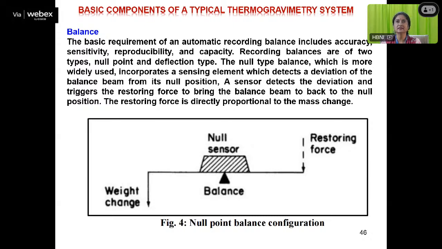A sensor detects the deviation and triggers the restoring force to bring the balance beam back to the null position. The restoring force is directly proportional to the mass change. So when the weight changes, there is a restoring force, and this restoring force is related to your mass change.